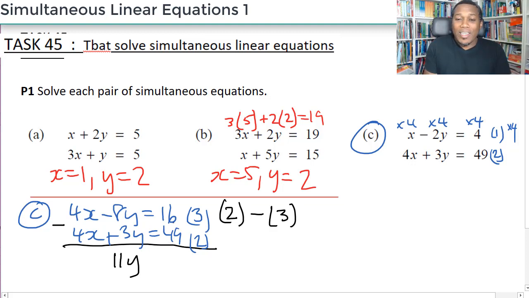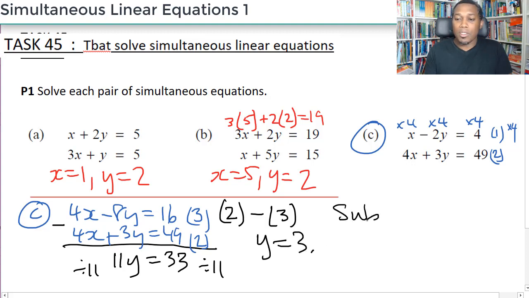And then we have 49 take away 16. 49 take away 10 is going to give me 39. And then if I take away 6, it will give me 33. Do you do your subtraction like that? Ever did that? Take away the 10s first? Your brain works like this sometimes. I looked at that and I was like, hey, take away, go back 10, 39, then go back 6, 33. So 11y is equal to 33. We're going to divide both sides by 11. You see how that goes. And we get that y is equal to 3.